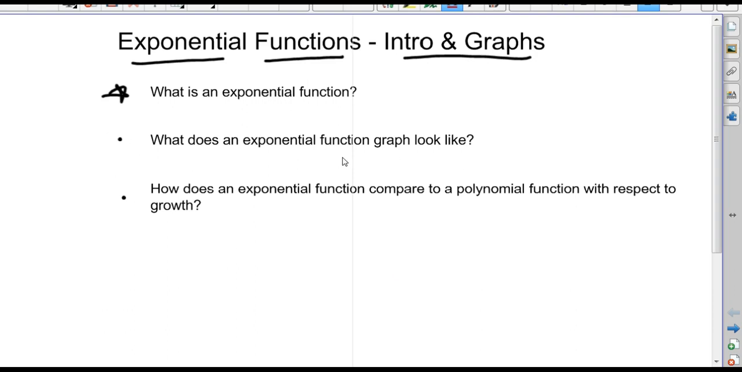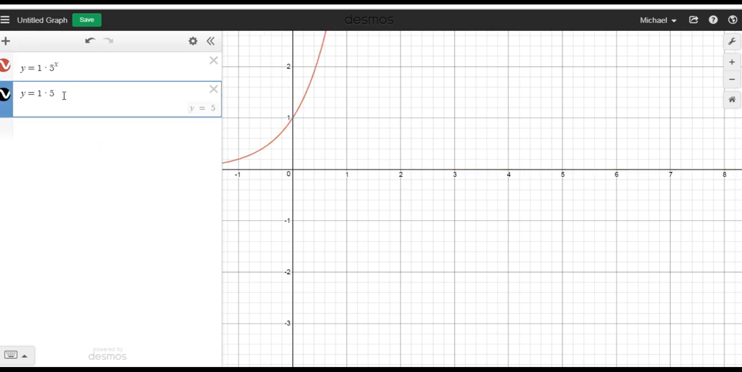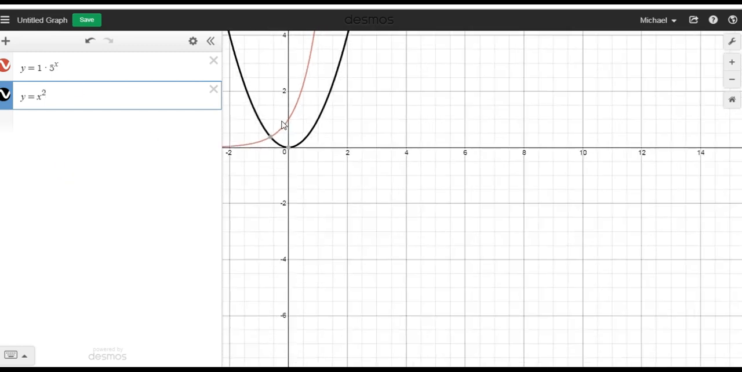So we've talked about what is an exponential function. We've talked about what an exponential function graph looks like. And now to our final question, how does an exponential function compare to a polynomial function with respect to growth? Well, nothing like doing a few experiments here. So let's go ahead and go with our classic y equals 1 times 5 to the x, and we'll try x squared. See how those two compare.